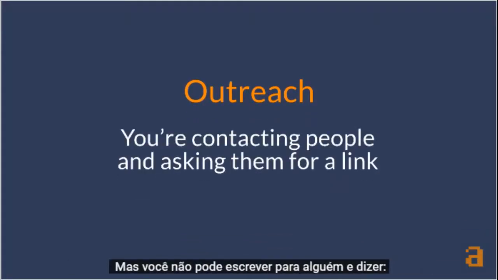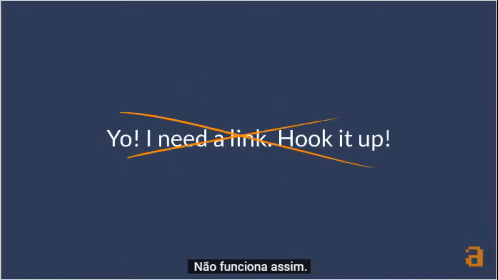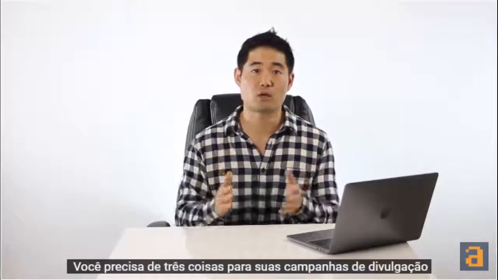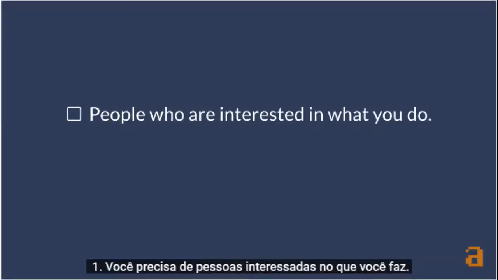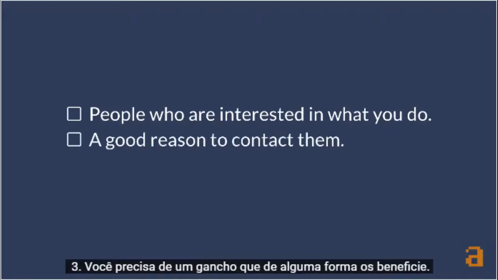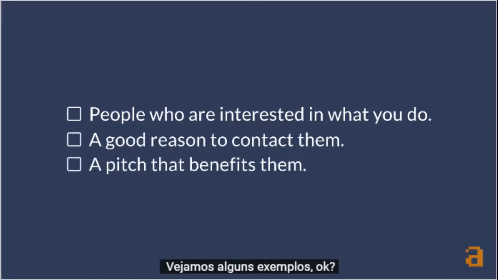But you can't just email someone and be like, yo, I need a link, hook it up. It doesn't work that way. There are 3 things that you need in order to make your outreach campaigns more successful. Number 1, you need people who are actually interested in the stuff that you do. Number 2, you need a good reason to contact them. And 3, you need a pitch that somehow benefits them. Let's go through a few examples, shall we?